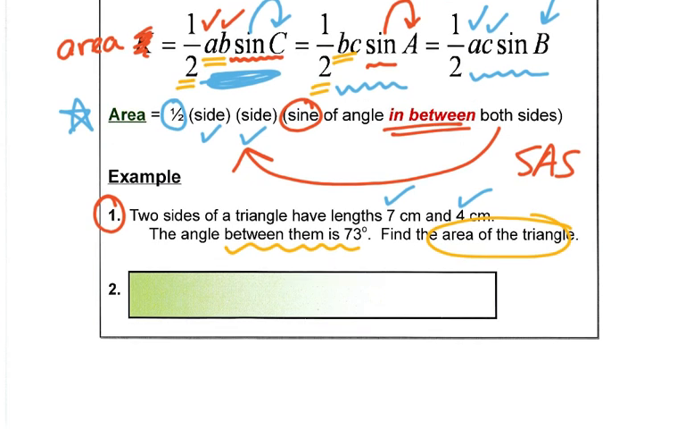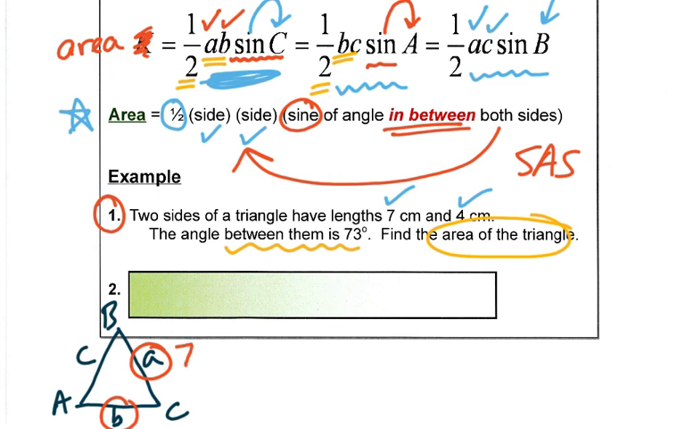I think they give us everything, but just to be on the safe side, why don't we go ahead and draw it? Here's A, B, C, side A, side B, side C. So it looks like they gave us two side lengths. Like we can call this 7 and this can be 4. And then they said the angle in between them right here is 73. Well, by looking at that, that is an SAS case. So we can use this new formula. Let's give it a try.